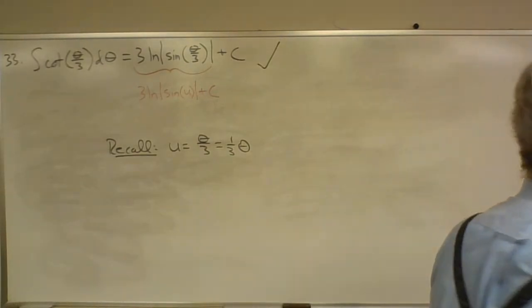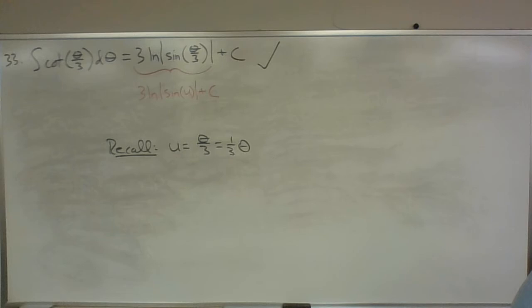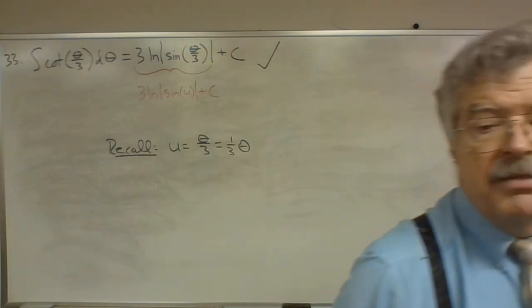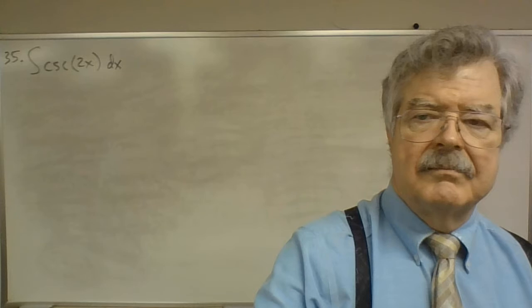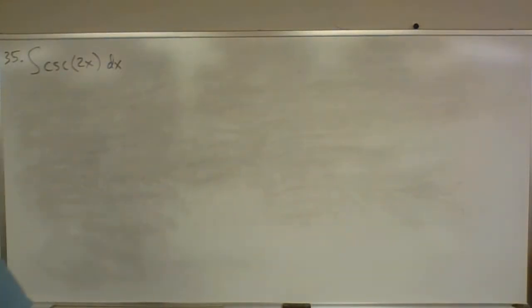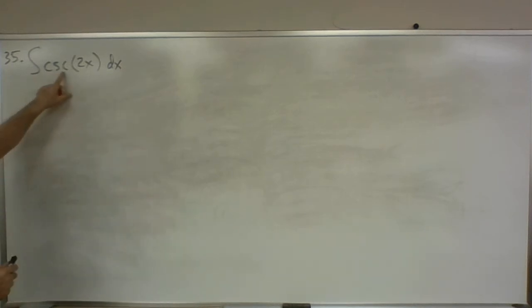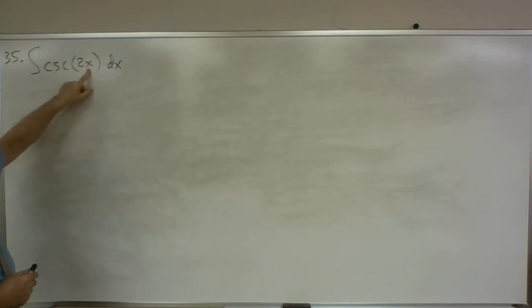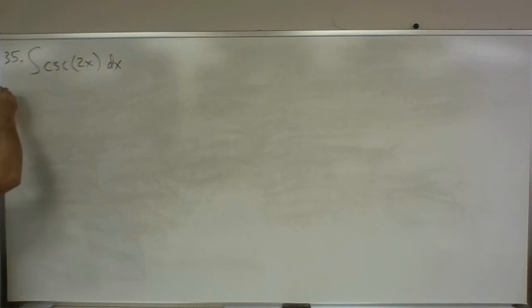Okay, what's on our agenda now? What was that? Number 33. Okay, number 35, I guess, is coming up. Okay. Let's take a look. I see cosecant as a function of x, but it's not cosecant of x, it's cosecant of 2x. So technically, this is a function evaluated not at a variable, but at another function. So I'm thinking composite function, use u substitution.